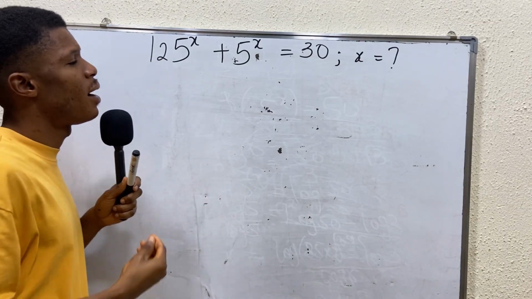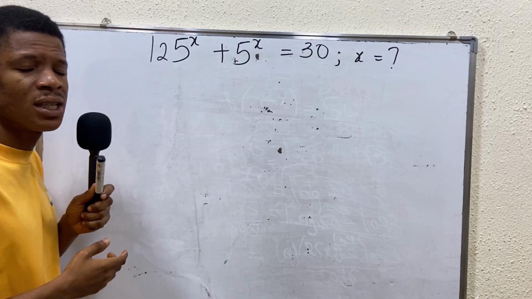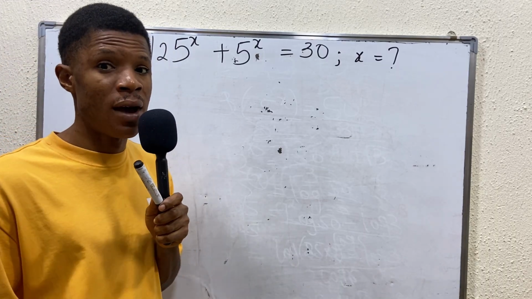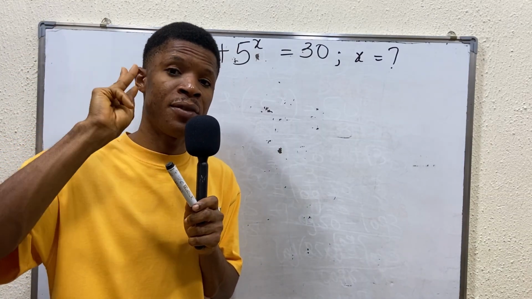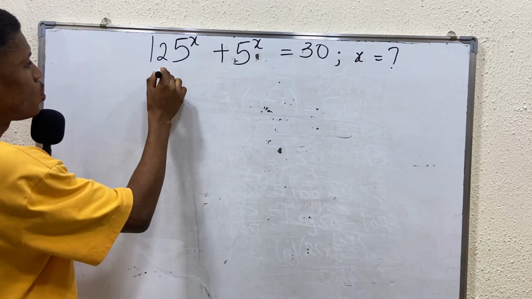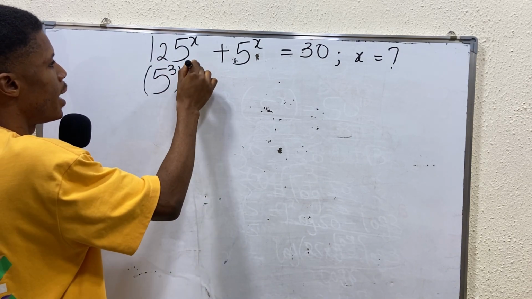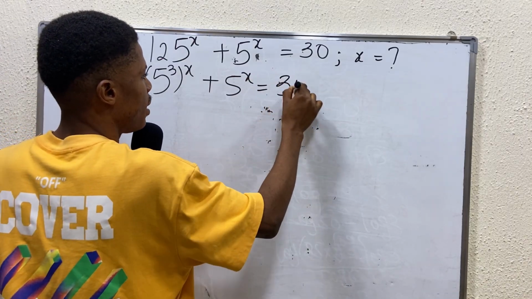Look at 125, look at 5, and look at 30. First, we look at the left-hand side, 125. We can actually simplify this to be in terms of 5 because 125 simply means 5 times 5, 25 times 5, 125. So we can write 125 to be 5 cubed, then raised to power x, plus 5 raised to power x is equal to 30.